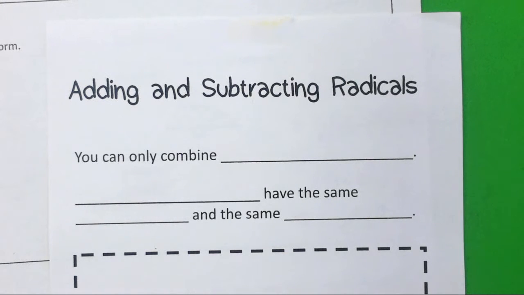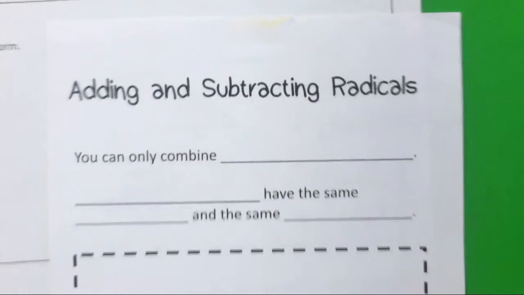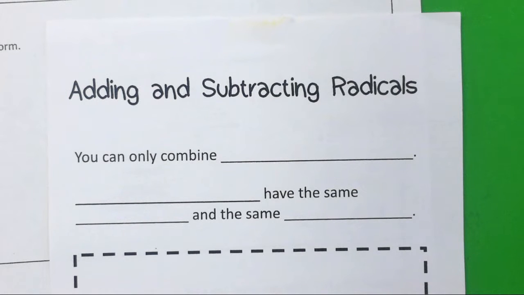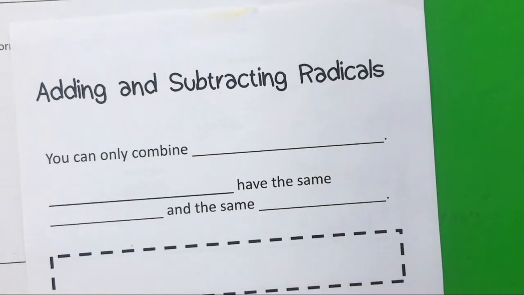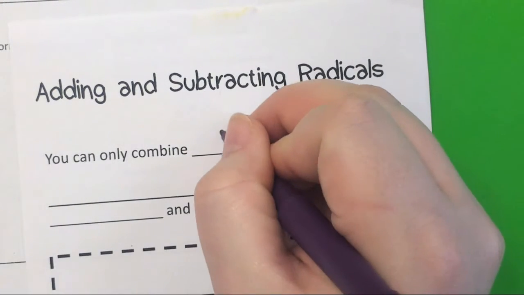Okay. So that learning target, the top one, I can add and subtract radicals. It's been there for what? Days now. Forever, I feel like. So we're finally going to do that today. It starts off, you can only combine like terms. We're not going to call it like terms, we're going to call it like radicals.